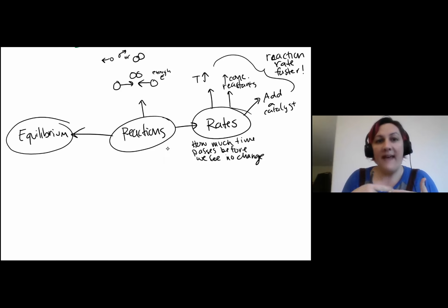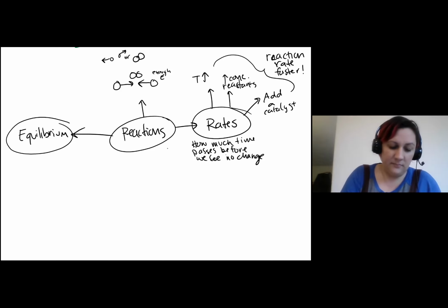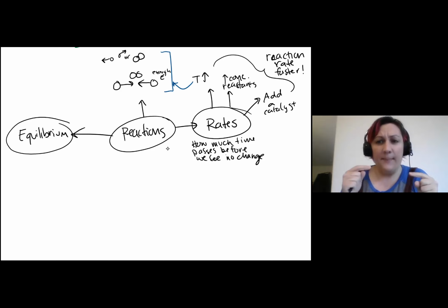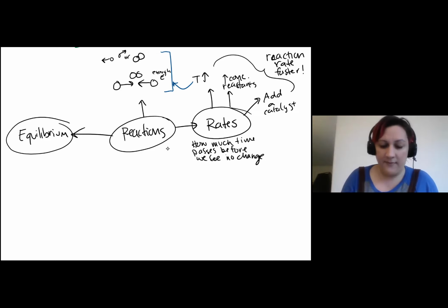More collisions will happen if the temperature increases, because the particles are going to be moving faster. Temperature is proportional to kinetic energy. Kinetic energy is just motion. So as we increase temperature, everything's going to zip around faster. As temperature goes up, each particle moves faster. And this is actually called collision theory.